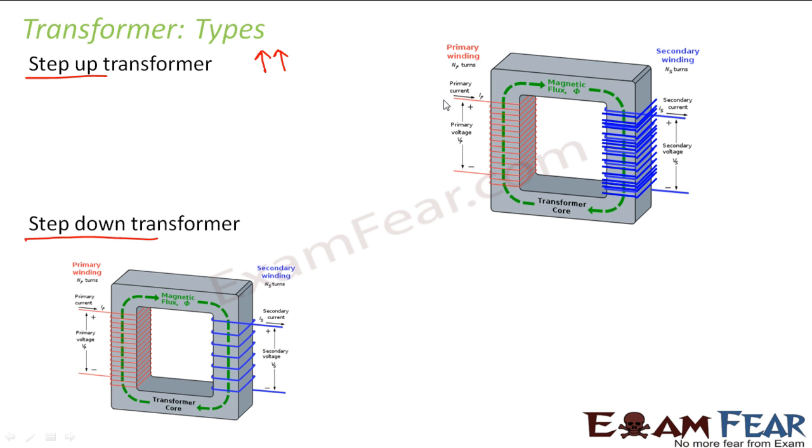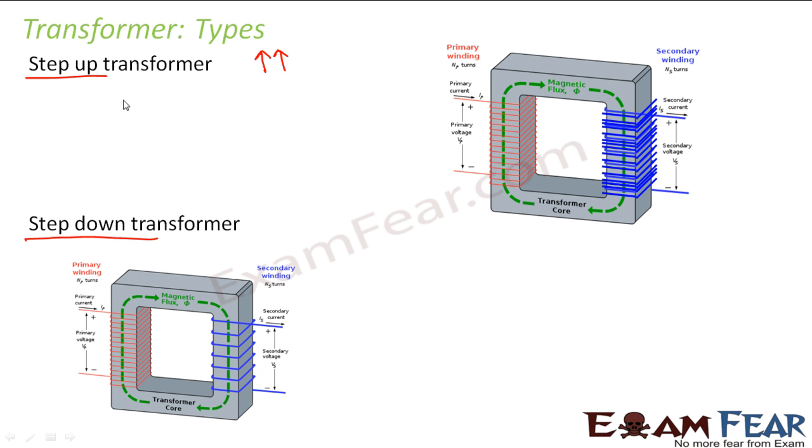If I give 10 volts as primary voltage, the secondary voltage I get is say 20 volts, 30 volts or 40 volts. That means when the secondary voltage, or the output which we get, is higher than the input, then we say that it is a step up transformer. That means it is taking the voltage up. That is why it is called step up.